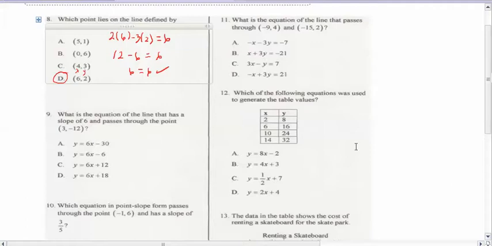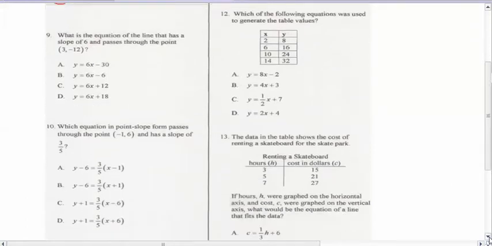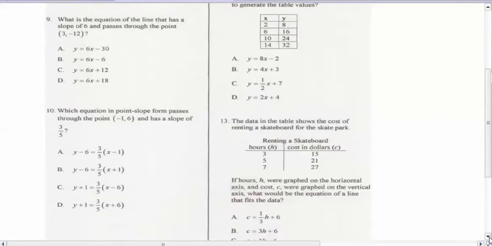Number 9 tells us they want to find an equation that has a line with a slope of 6 and passes through the ordered pair (3, 12). Well, all these have a slope of 6, so that's not going to help me. So I need to find out b, because all the b's are different.